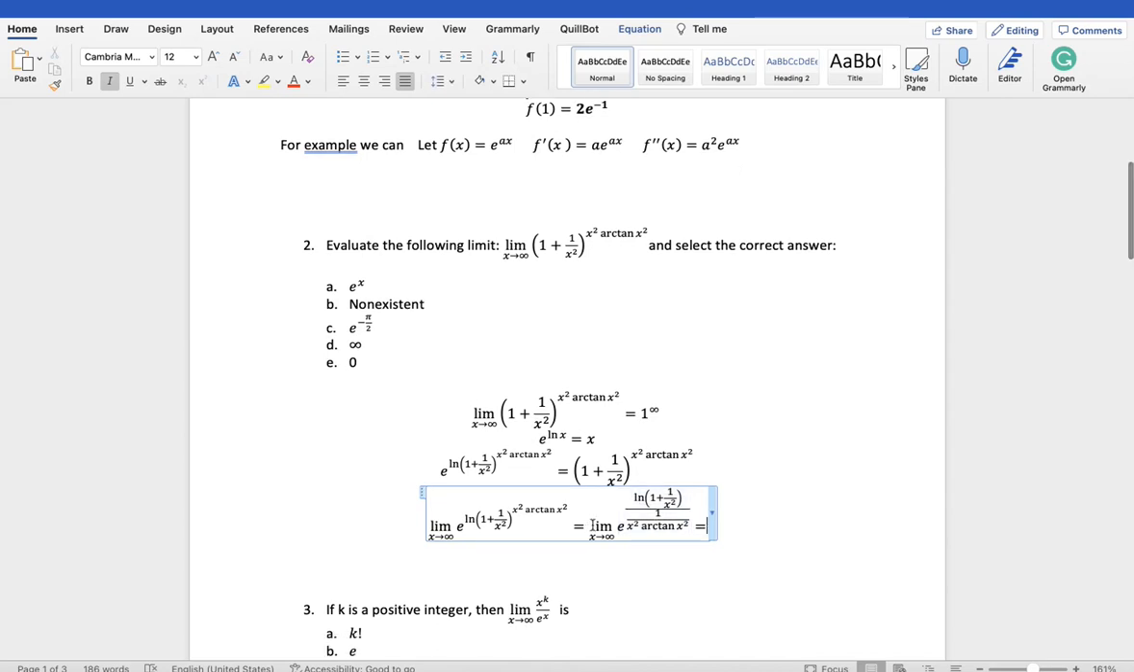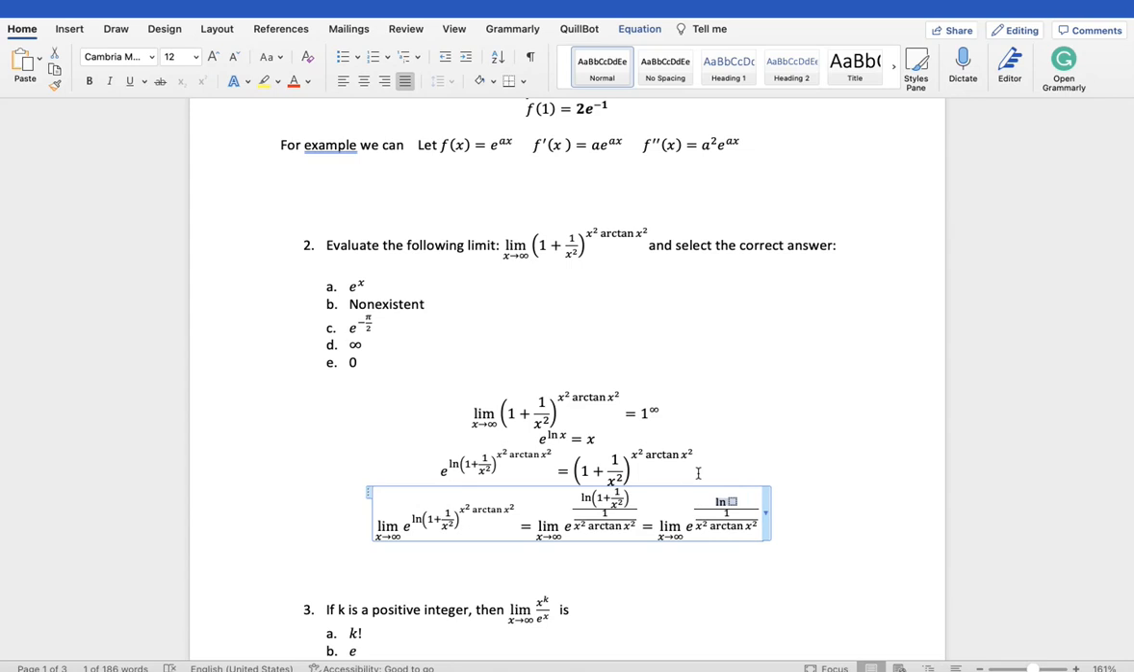So what I want you to do is to start deriving the numerator. What's the derivative of ln of 1 plus 1 over x squared? Please find that derivative for me so I can plug in the value there.